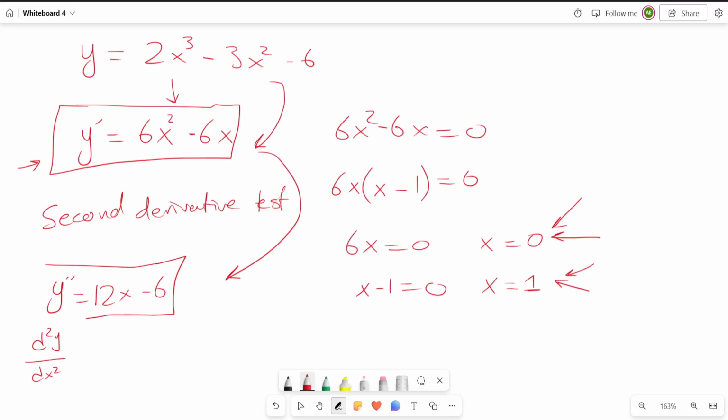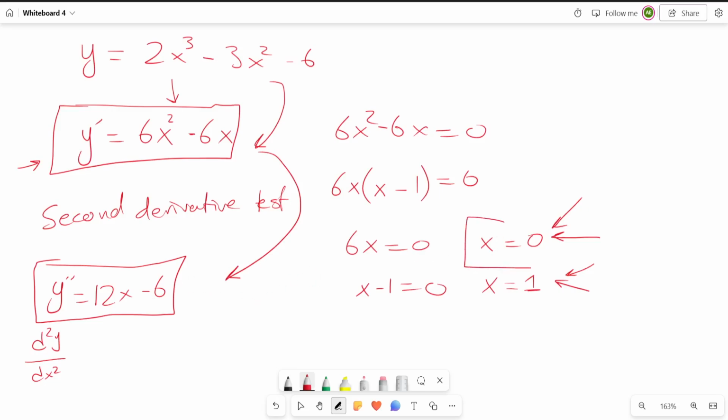So this right here is my second derivative, the thing that I'm going to use to test my turning points. Are they a local maximum or are they a local minimum? So how to do that? The test goes like this.